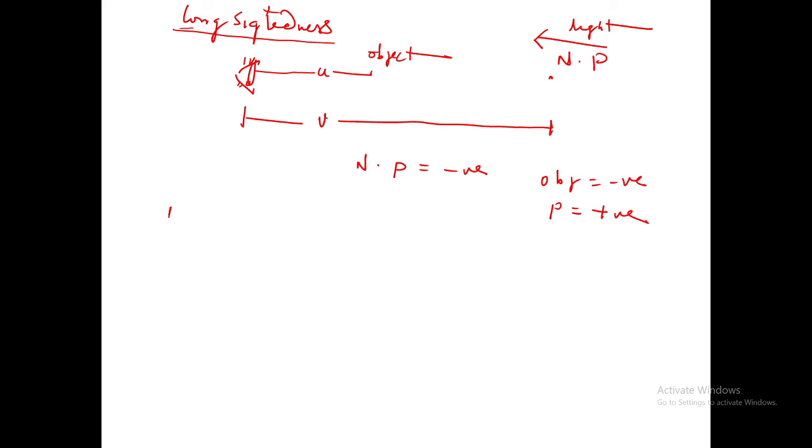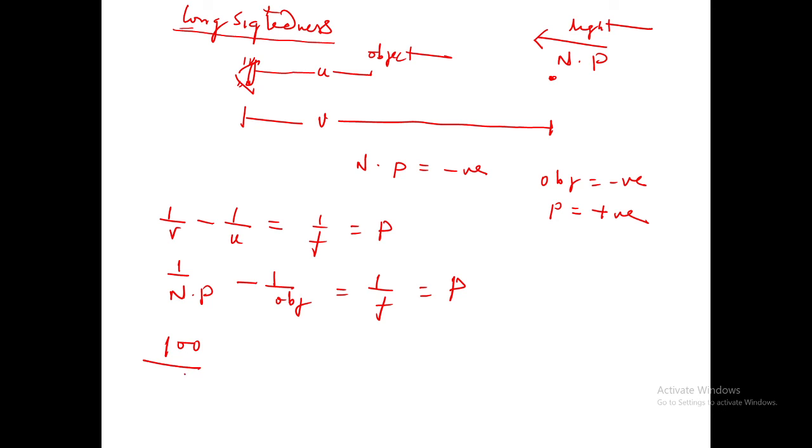So the lens formula will come into action. 1 upon V minus 1 upon U is equal to 1 upon F, and this is equal to P. So 1 upon V, near point, minus 1 upon object is equal to 1 upon F, which is equal to P. And if it is given in centimeter, 100 upon near point is equal to minus 100 upon object, this is equal to P. Okay, so these are basic stuffs regarding myopia and hypermetropia.